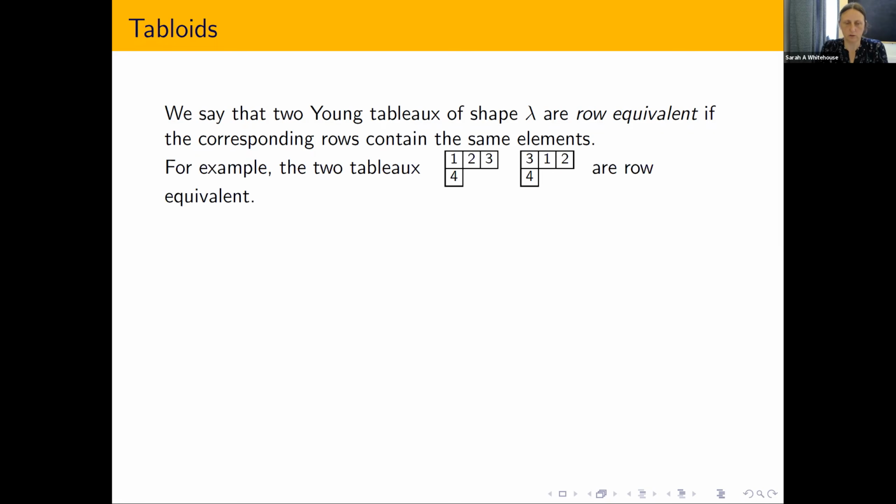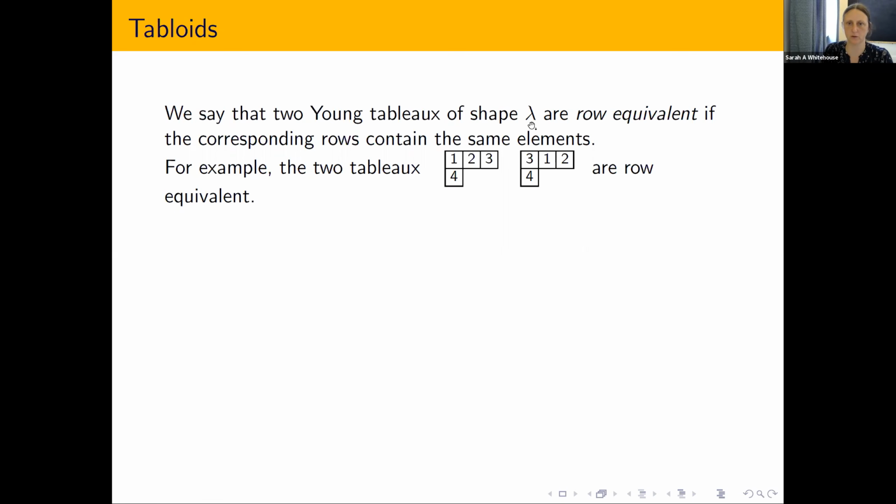Okay, so switching tack then, I'm going to talk about some things called tabloids. So this is yet another definition related to partitions and tableau. In order to explain these things called tabloids, I need a new equivalence relation. It's an equivalence relation on Young tableau of a given shape.